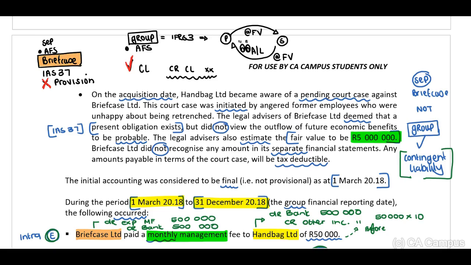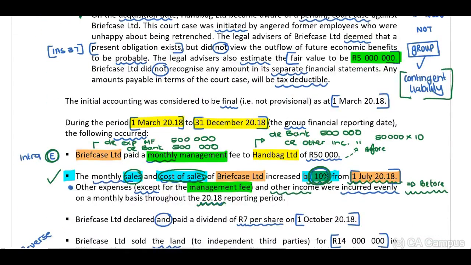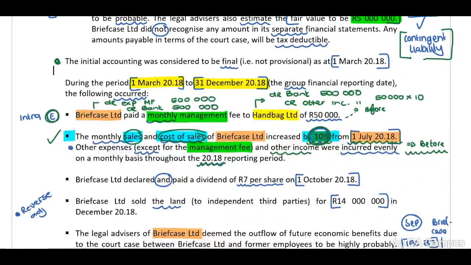We can now tick off this bullet point. Next, the initial accounting was considered to be final, guys. We don't have to do anything with this sentence. Next, Briefcase Limited paid a monthly management fee. Okay, now this is important to us in terms of our intra-group transaction. Immediately what I will do is I will include this journal entry as part of my requirement.